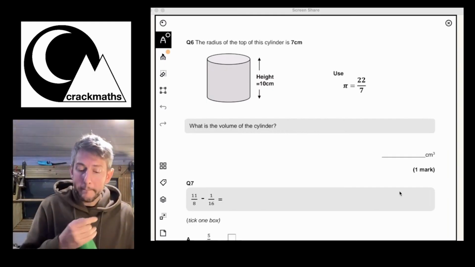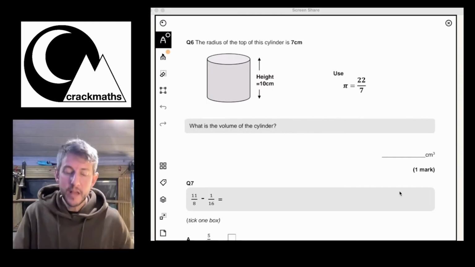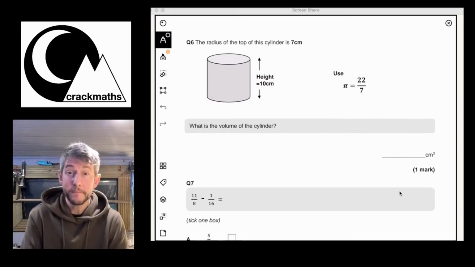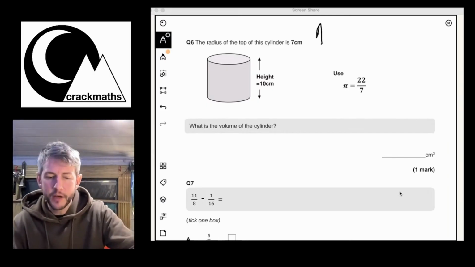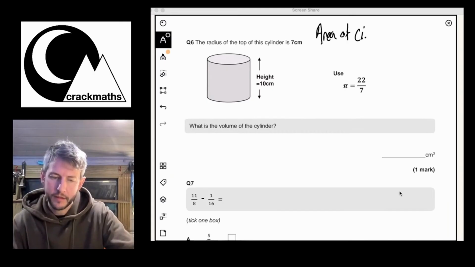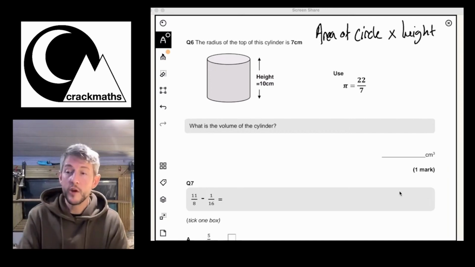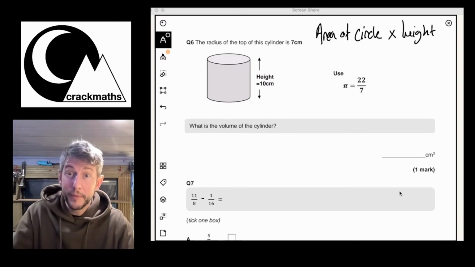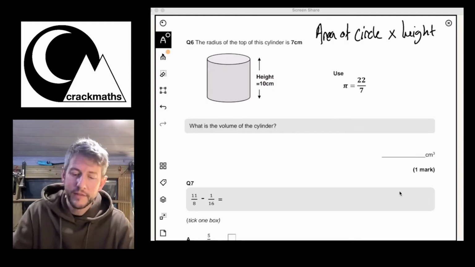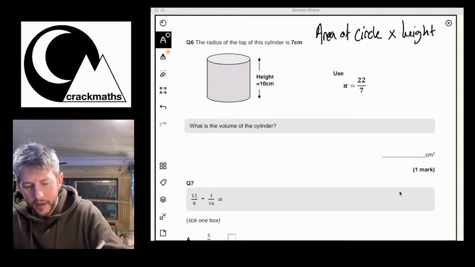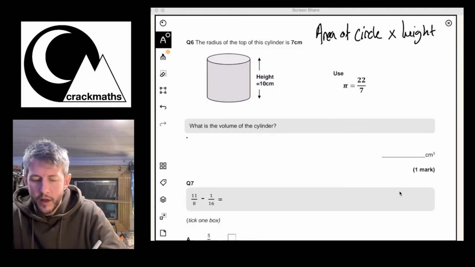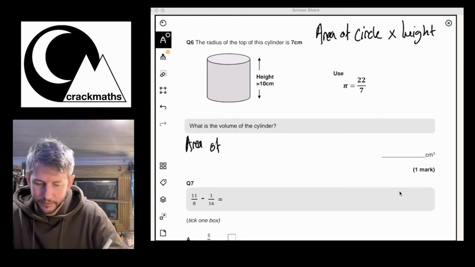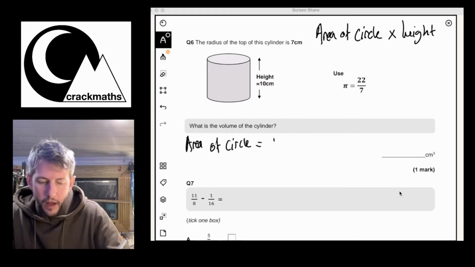What is the volume of the cylinder? Okay, so the volume of a cylinder equals the area of circle times the height. We first of all need to work out the area of this circle. Have a think, can you remember the formula for the area of a circle? Hopefully you can, because the area of circle equals pi times the radius squared.